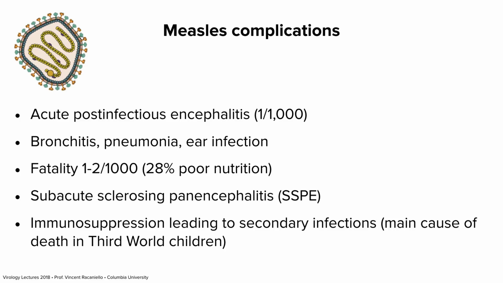Another complication is SSPE, subacute sclerosing panencephalitis. This is a chronic degenerative neurological disease where 10, 20 years after getting measles, suddenly the child begins to undergo neurological deterioration and eventually will die. And it's because measles remained in the brain and has been replicating there. And as I said, this virus is a great immunosuppressor. And this causes a lot of secondary infections, which turn out to be the main cause of death in third world children.